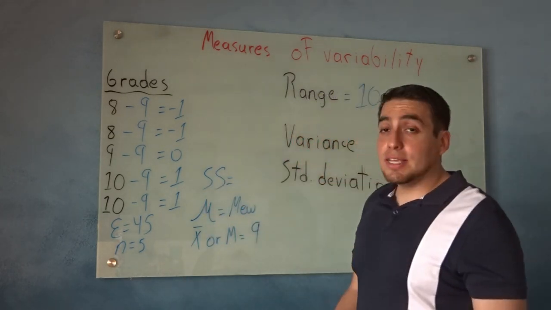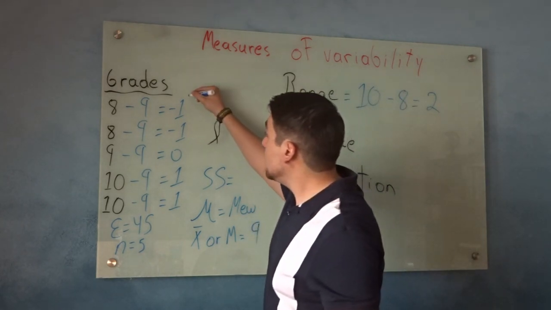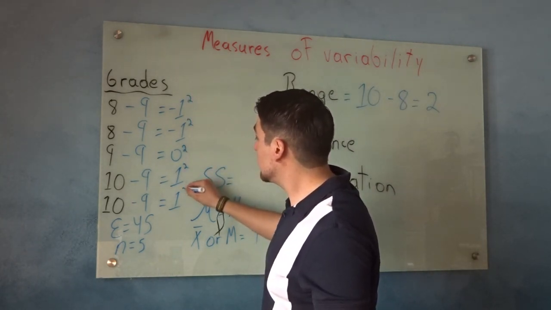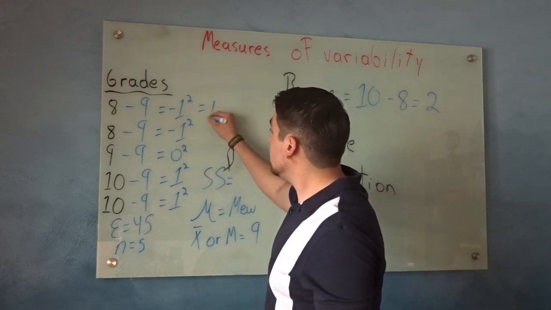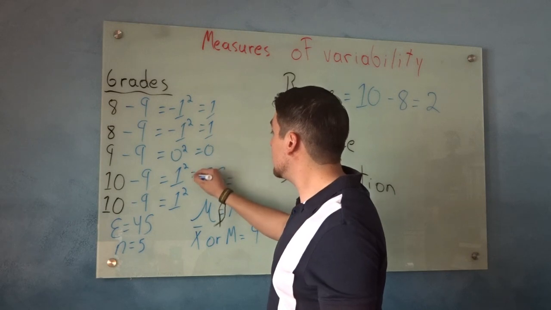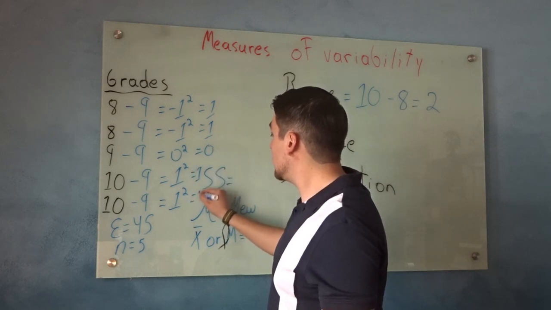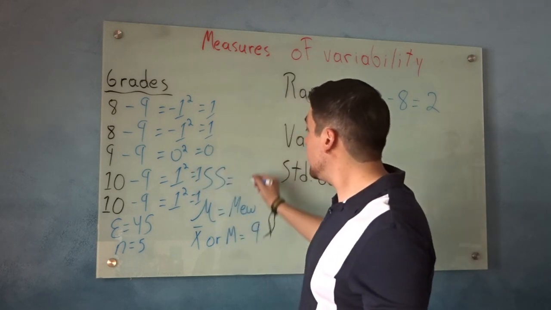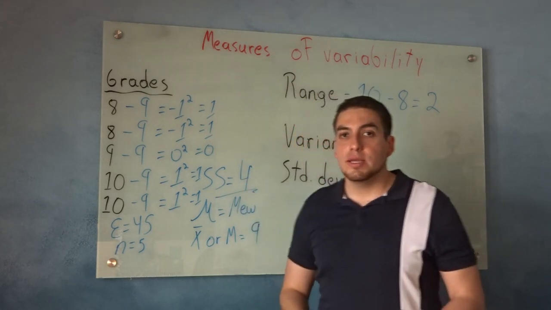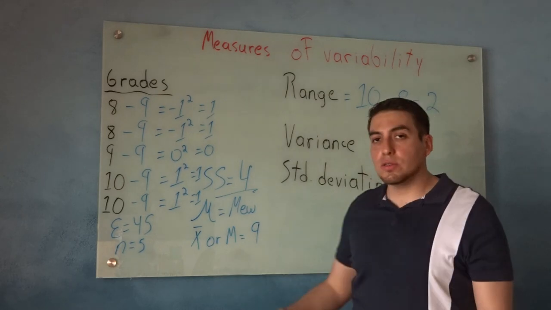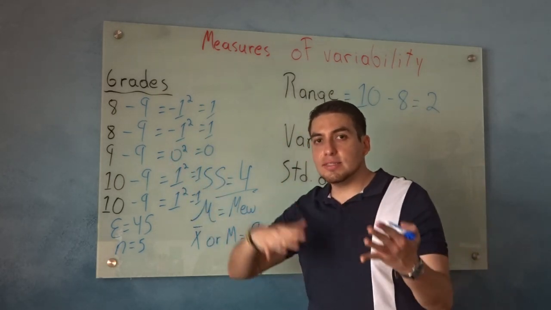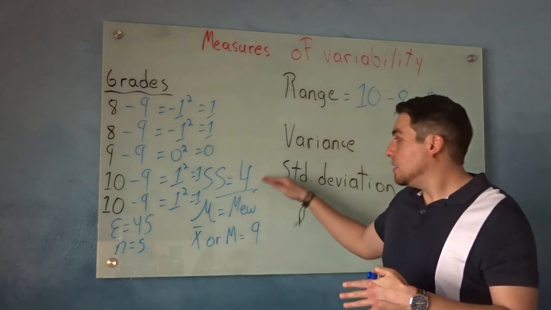This is not the sum of squares yet, though. So we're going to square each number. In this case, we get 1, 1, 0, 1, 1. We're going to add them up: 4. Okay? The sum of squares for this example is 4. Their deviation, the variability that exists far from the mean, is a 4.